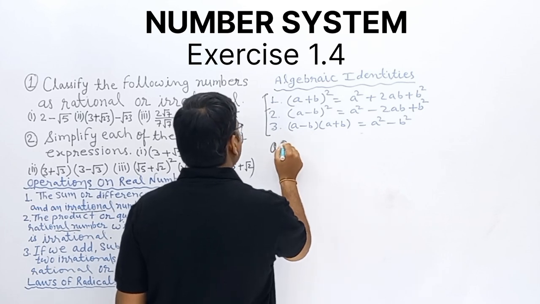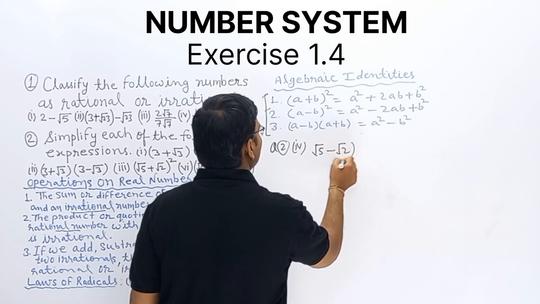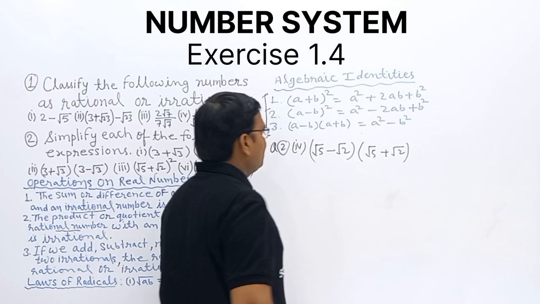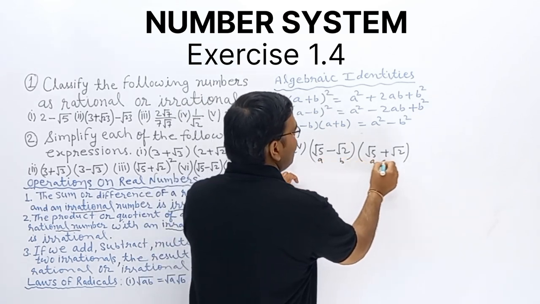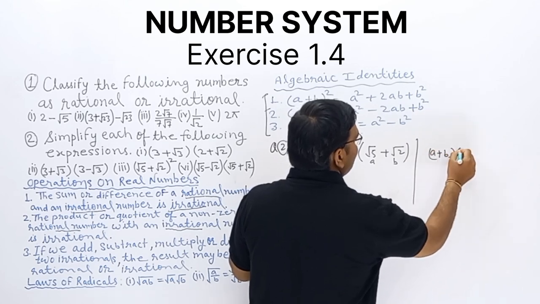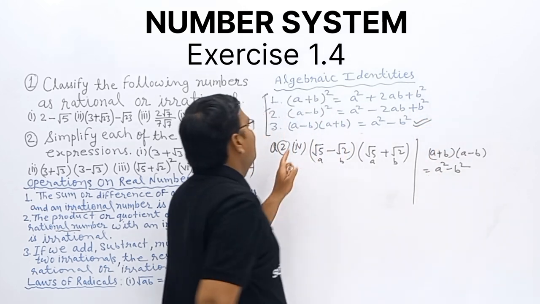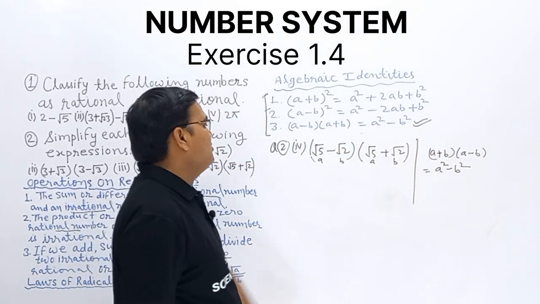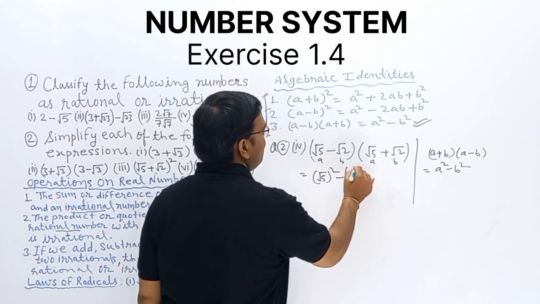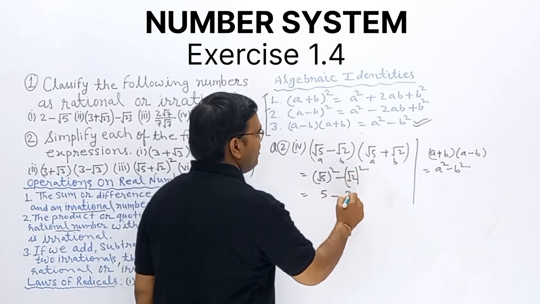Question number 2, 4th one, and this is (√5 minus √2) and (√5 plus √2). This is the A, this is the B, this is the A, this is the B. And we discussed already (a plus b) into (a minus b) will be a square minus b square. This one, (a minus b) into (a plus b) will be a square minus b square. So this will be (√5) whole square minus (√2) whole square. √5 square will be 5, minus √2 square will be 2.